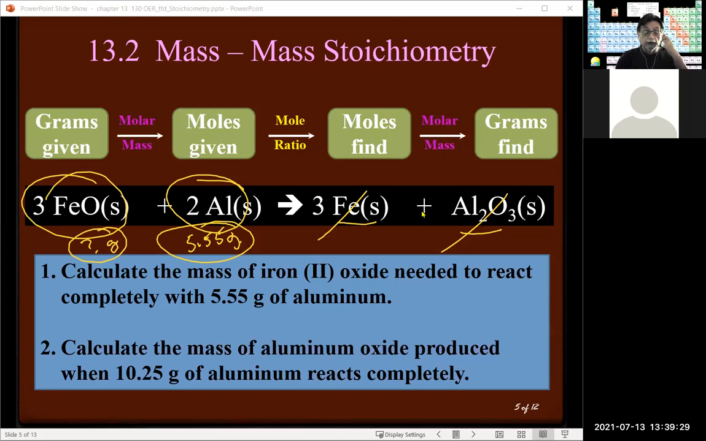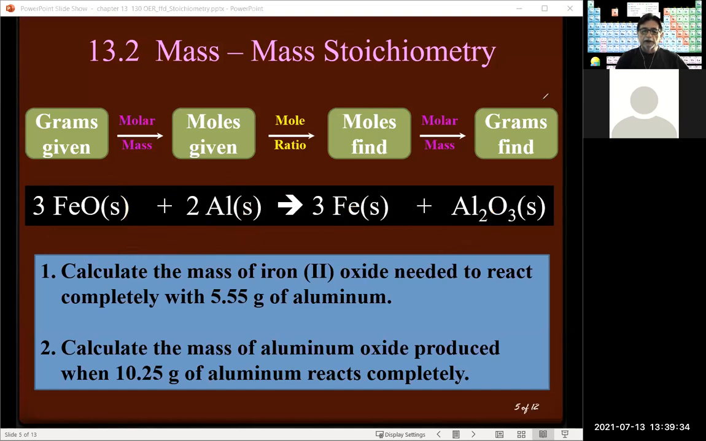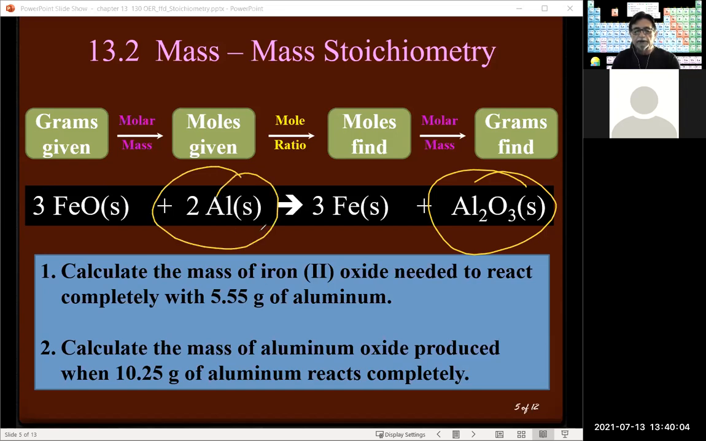The second question, in this case, let me clear this up a little bit. Let's calculate the mass of aluminum oxide. Aluminum oxide is a common material used as an abrasive. You might find some in sandpaper. Calculate the mass of aluminum oxide produced when 10.25 grams of aluminum reacted completely.